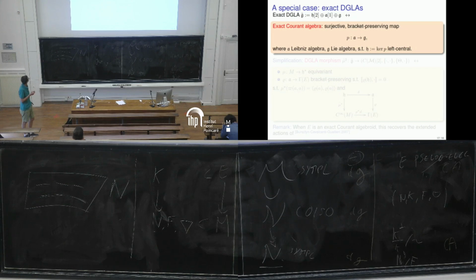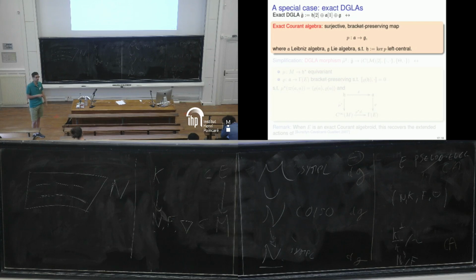This by definition just means the following. Being a DGLA, G tilde has a differential, right? So we have a map from H to A and then from A to G. I want this to be a short exact sequence: an injective map into A and then a surjective map onto G. That's what I mean by exact DGLA. And such an object is in bijection with so-called exact Courant algebras.